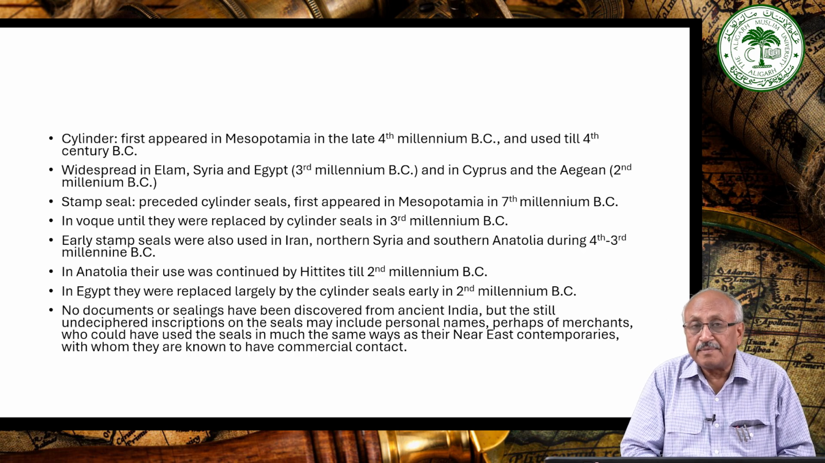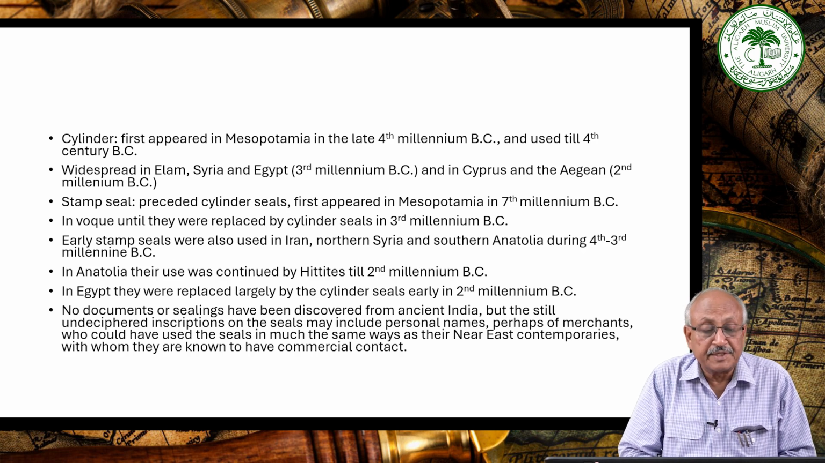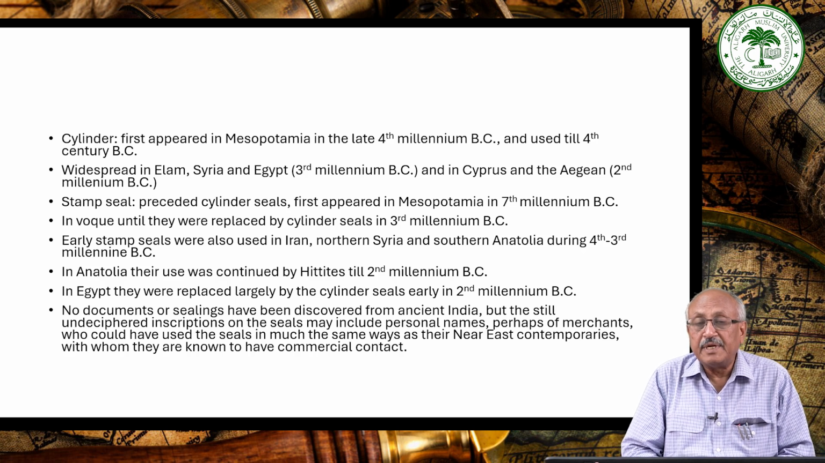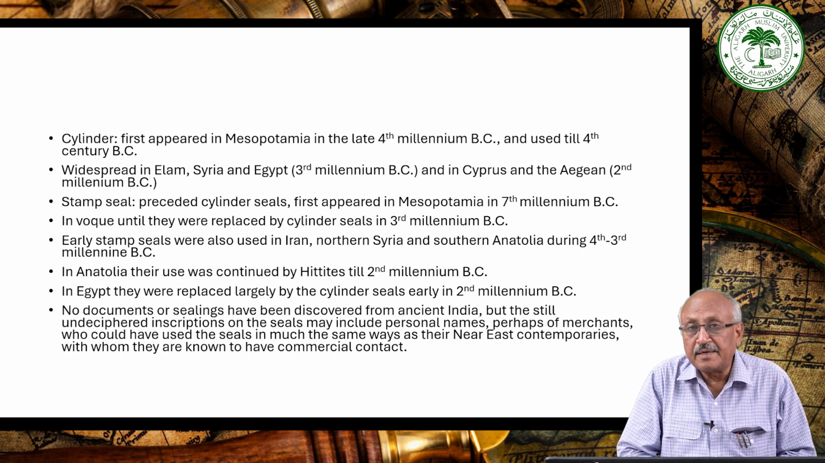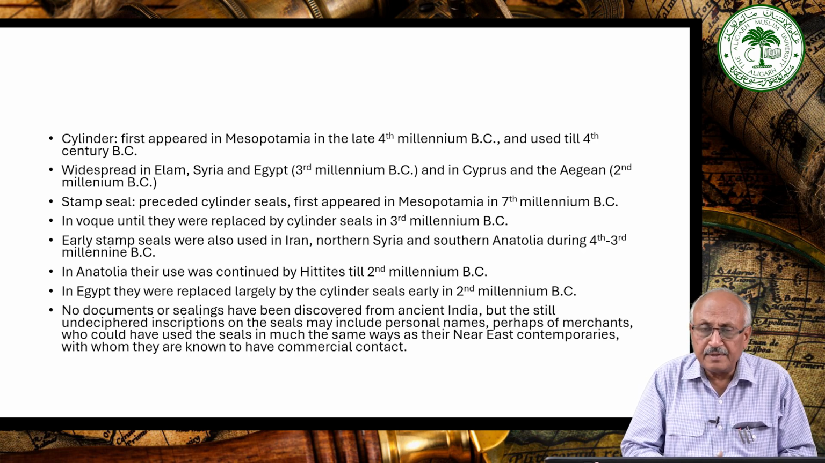They have been reported from there, from northern Syria and southern Anatolia during the 4th and 3rd millennium BC. In Anatolia, their use was continued by the Hittites till the 2nd millennium BC. In Egypt, they were replaced largely by cylinder seals early in the 2nd millennium BC. Their traces have been found as late as that.